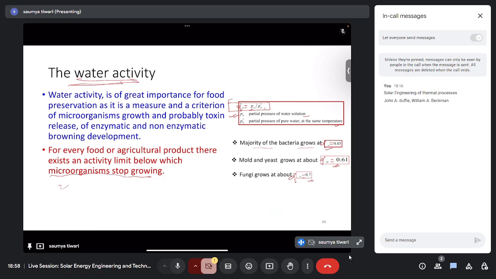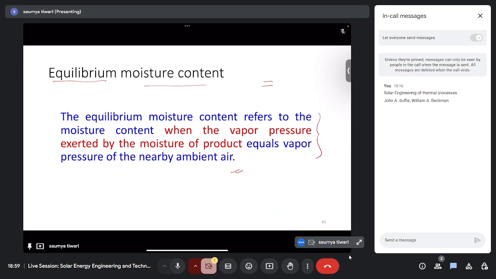Now, what is equilibrium moisture content? If this is your material with some moisture, and the vapor pressure exerted by the moisture in this product is equal to the vapor pressure of the surrounding, nearby ambient air, then that moisture content is known as the equilibrium moisture content.